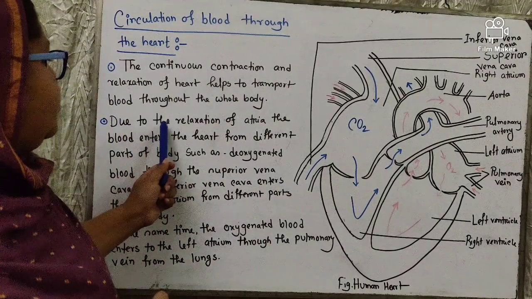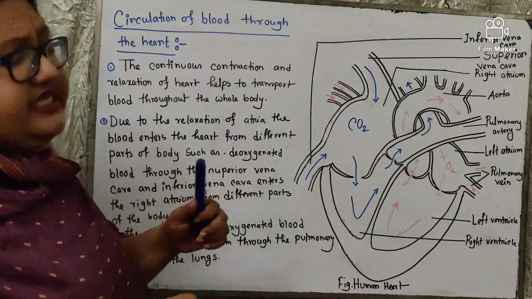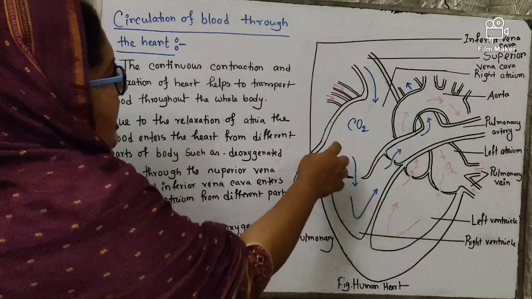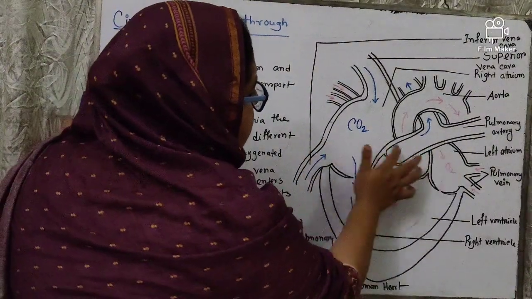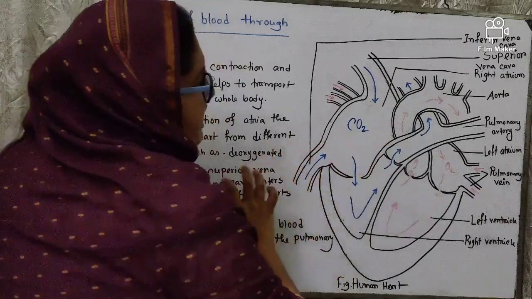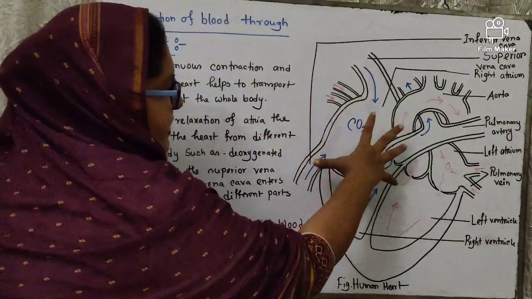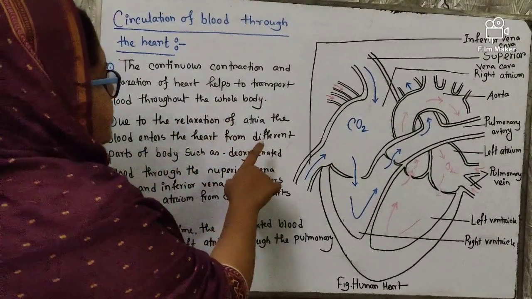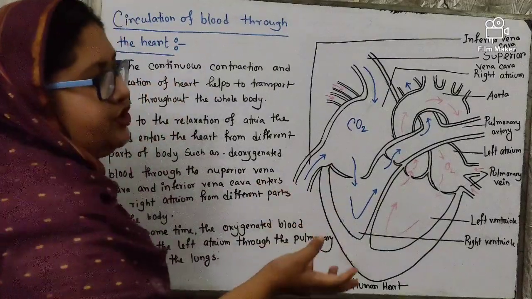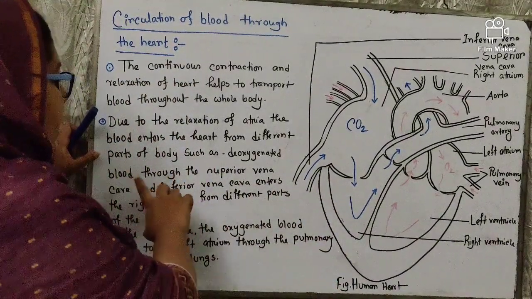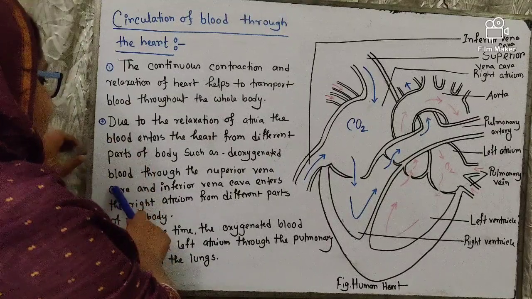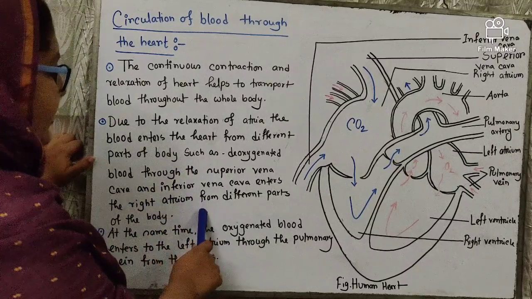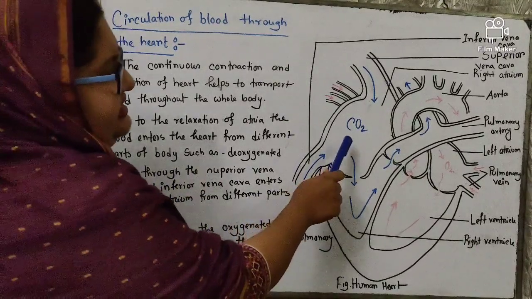Second point, due to the relaxation of the atria, that means at first the atrium relaxes, that means it expands. These are the atrium, the right atrium and the left atrium. When these two atria expand, the blood enters into the heart from different parts of the body, such as deoxygenated blood through the superior vena cava and inferior vena cava enters the right atrium from different parts of the body. This is the right atrium.